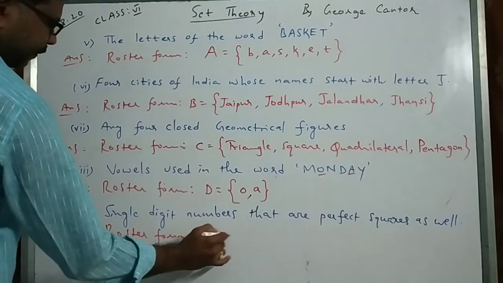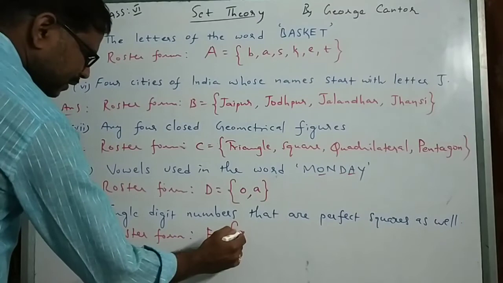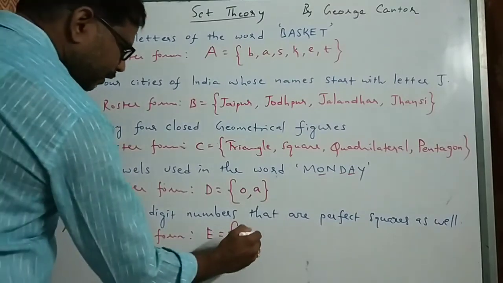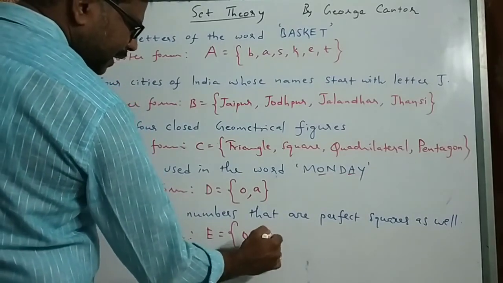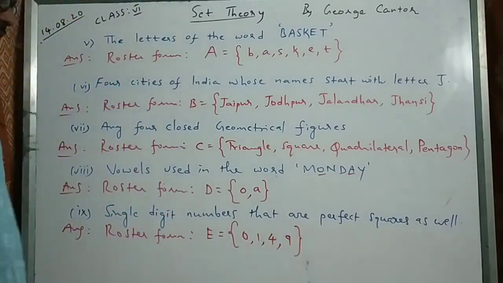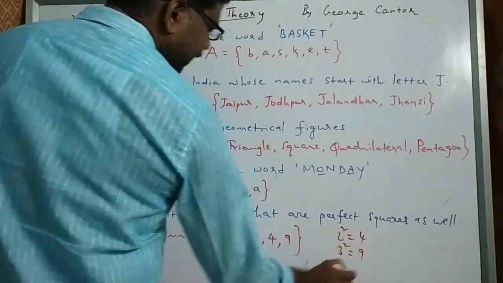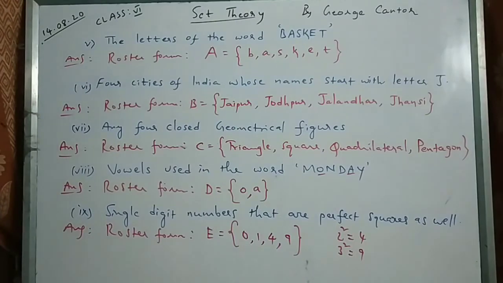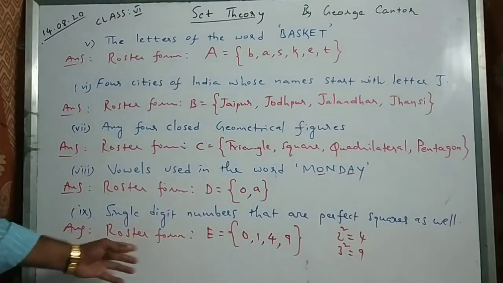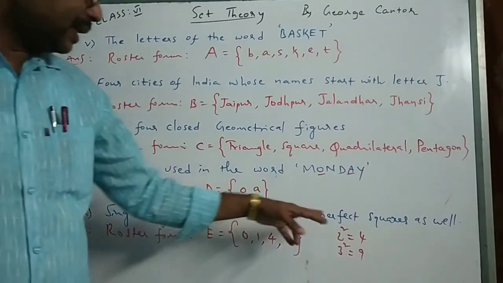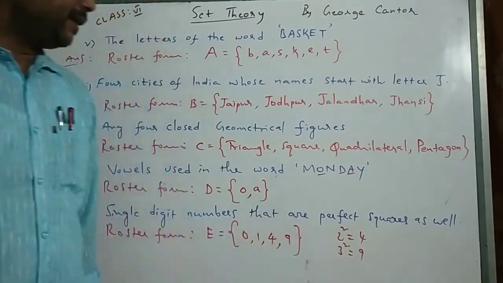Let me take E. Single digit numbers that are perfect squares as well. 0 is a perfect square. 1 is also a perfect square. 4, 2 square, perfect square. 9, 3 square, perfect square. 2 square means 4. 3 square means 9. They are also perfect squares. Next perfect square is 16, but it is a 2 digit number. So they asked single digit numbers that are perfect squares as well. So 0, 1, 4, 9.